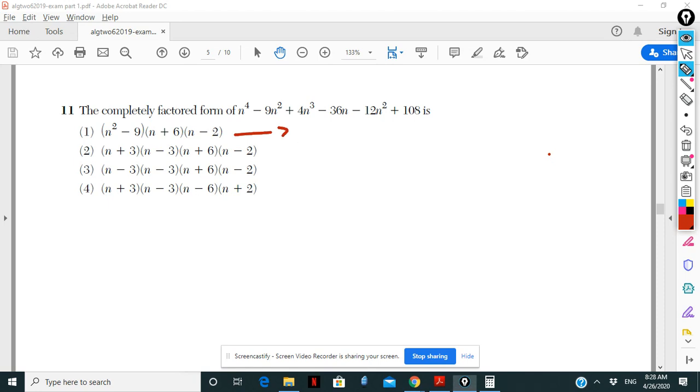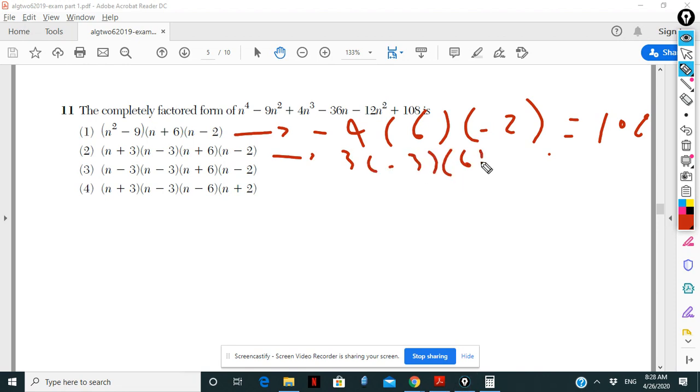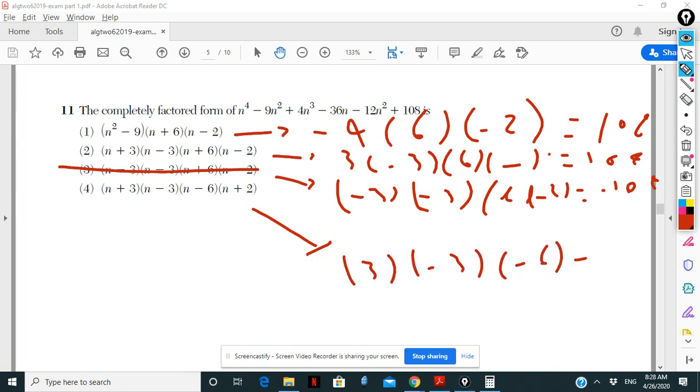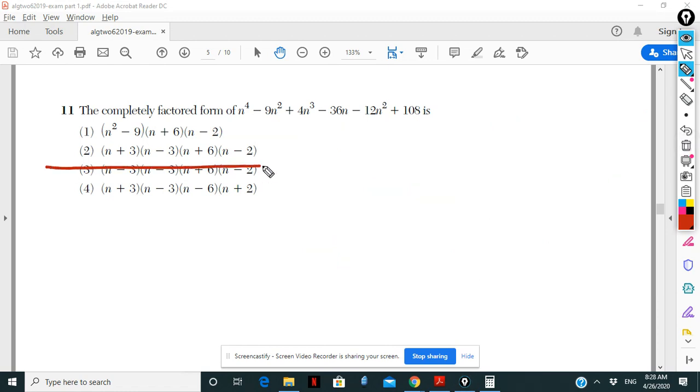Okay, so now negative 9 times 6 times negative 2 is giving me 108. Here, 3 times negative 3 times 6 times negative 2 giving me 108. Okay, here, negative 3 times negative 3 times 6 times negative 2 giving me negative 108. So here it's cancelled. Here, 3 times negative 3 times negative 6 times positive 2, giving me 108. So now I exclude number 3.